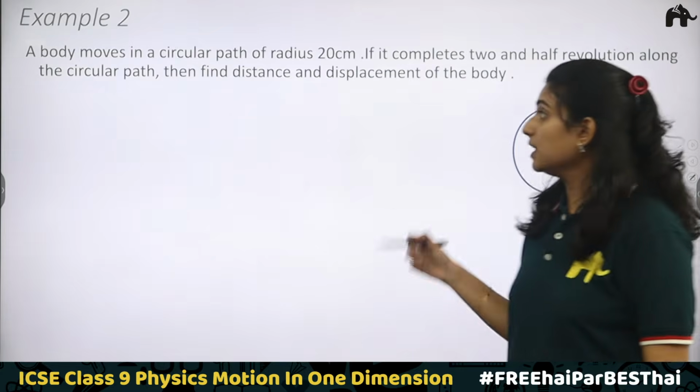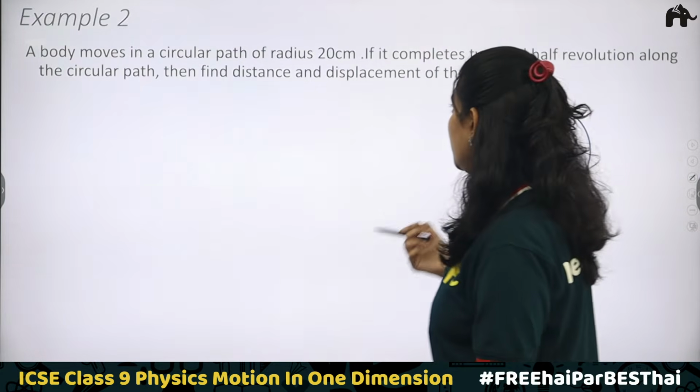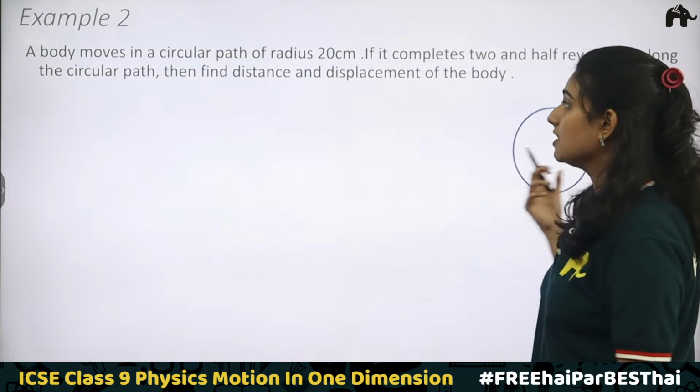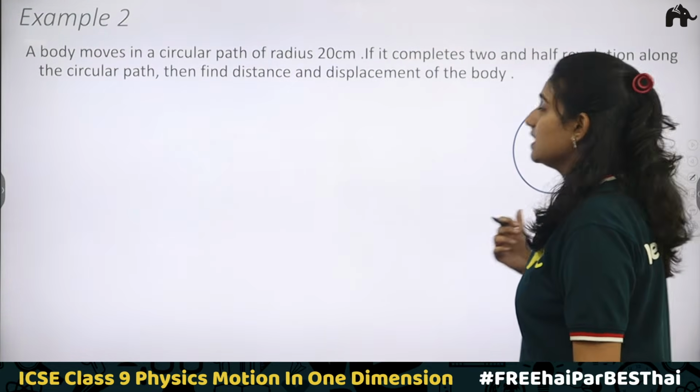Clear? Second example: a body moves in a circular path of radius 20 centimeter. If it completes 2.5 revolutions along the circular path, then find the distance and displacement of the body.